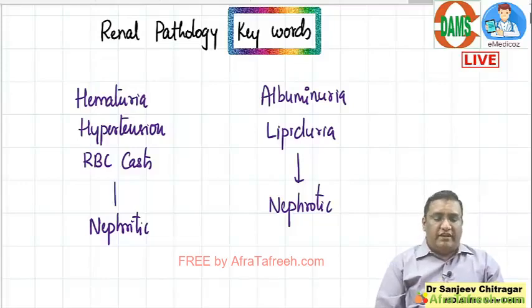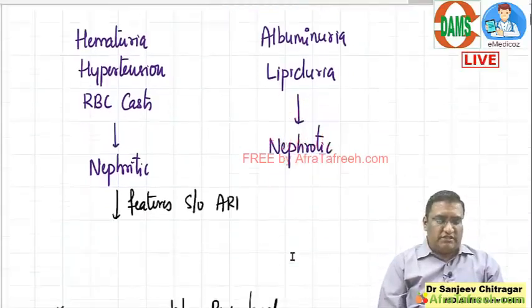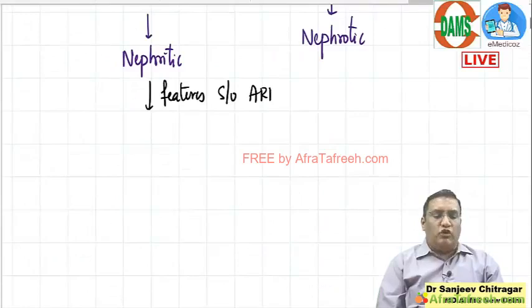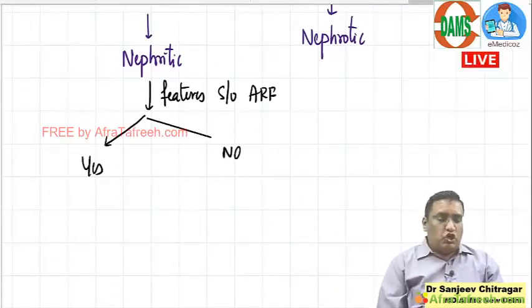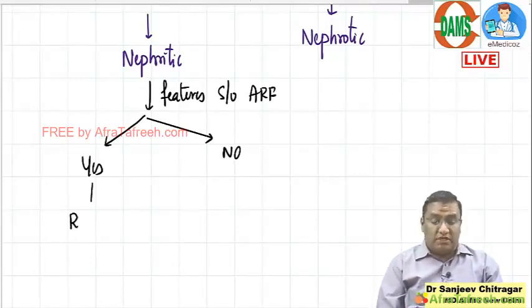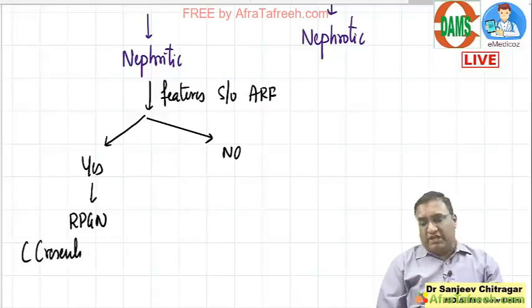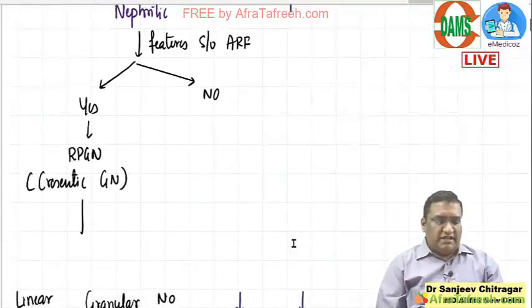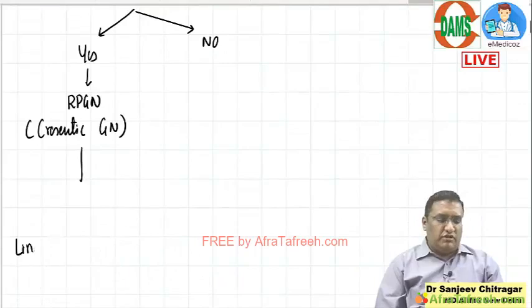Now look, nephritic, nephrotic. If nephritic, check for features suggestive of acute renal failure in the patient. I look at anuria, all those acute renal failure features, yes or no. If acute renal failure symptoms are there, then we are clinically suspecting an RPGN, or pathologically I can call it crescentic glomerulonephritis. So if I am suspecting RPGN or crescentic glomerulonephritis, then what do I look for?